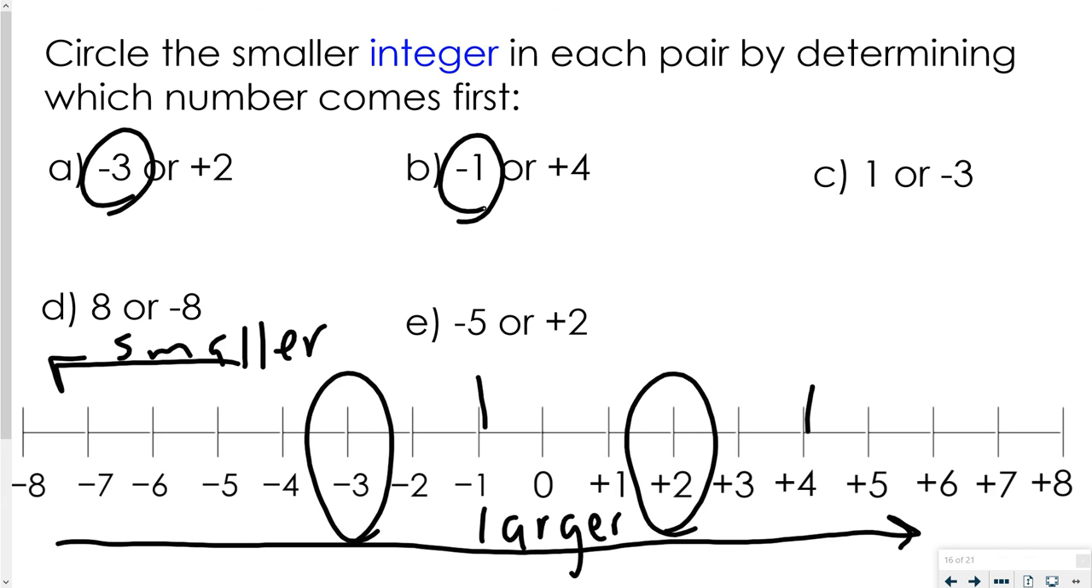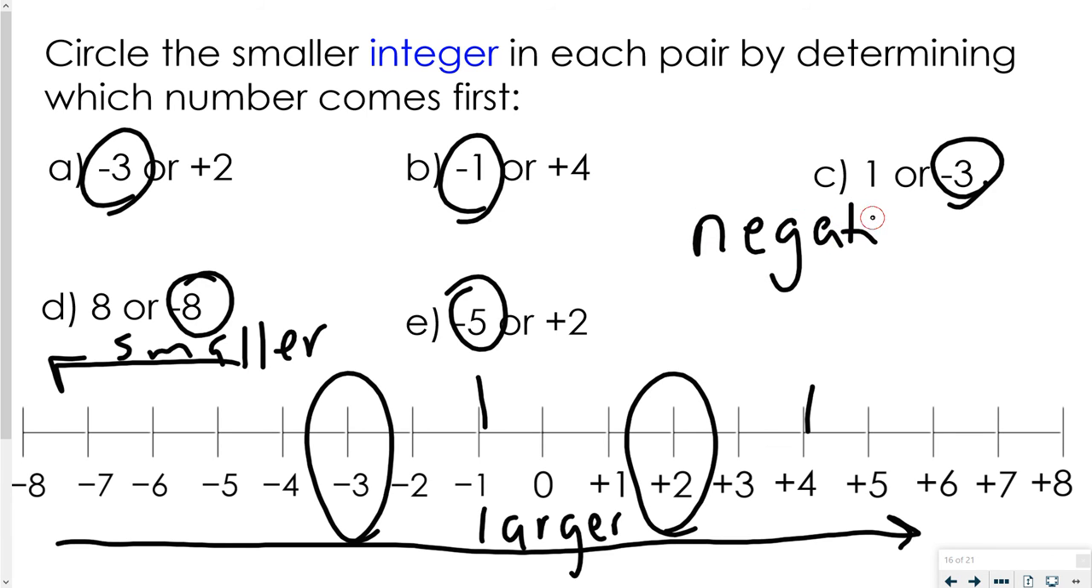C, +1 or -3? Locate both on the number line. Which one's to the left? -3. D, 8 or -8? Put your fingers on 8 and -8. Which one's to the left? -8. E, -5 or +2? Put your fingers on -5 and +2. Which one's to the left? -5.